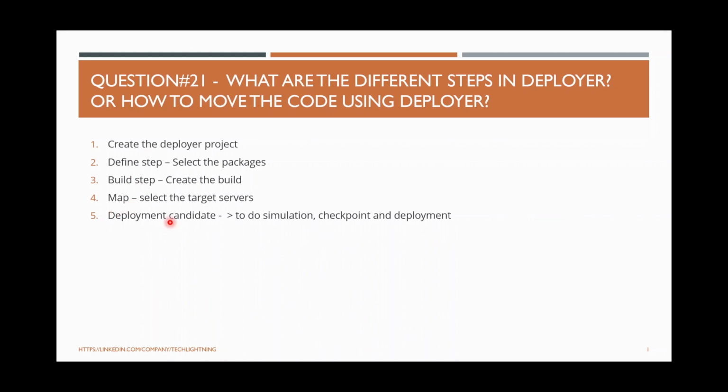In the deployment step, we will do a simulation, and then finally we will click checkpoint and do deployment. The simulation and checkpoint are optional only. And finally, when we click deploy, whatever server we have configured in the map step, that's the server our components will get deployed to. I'll move on to the next one.